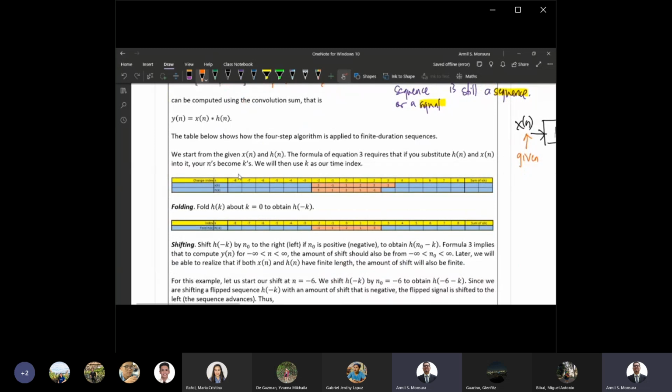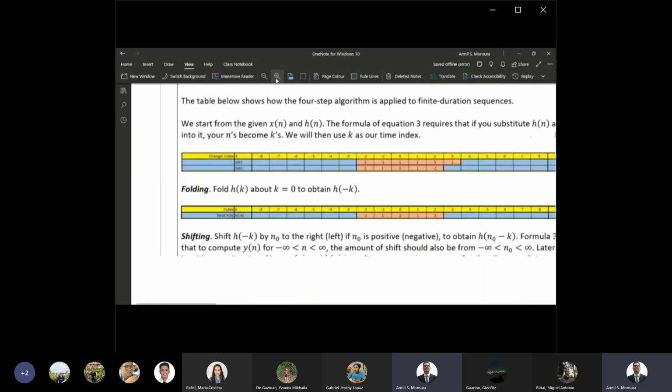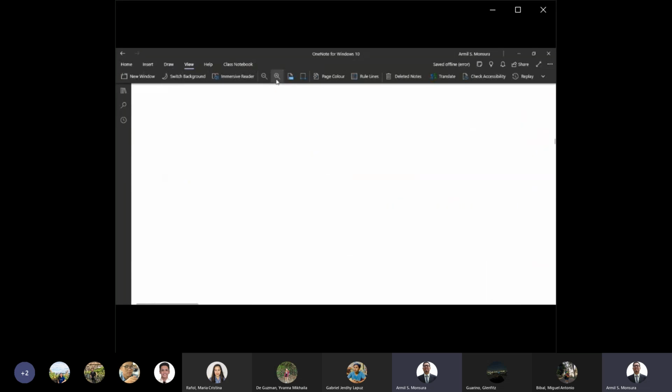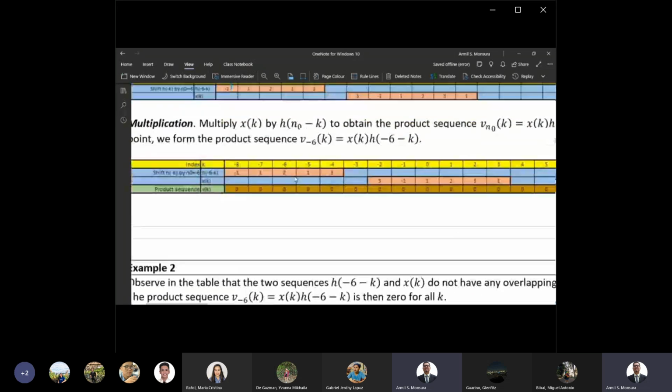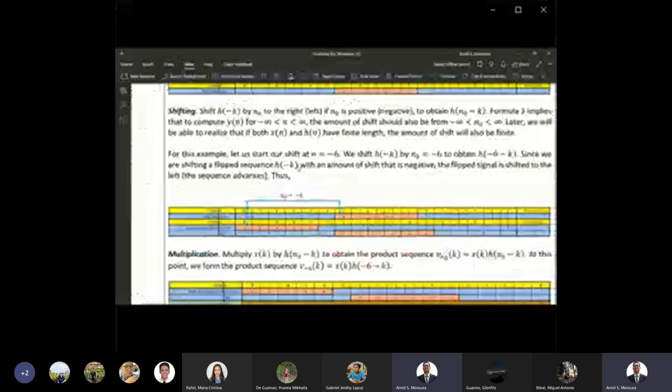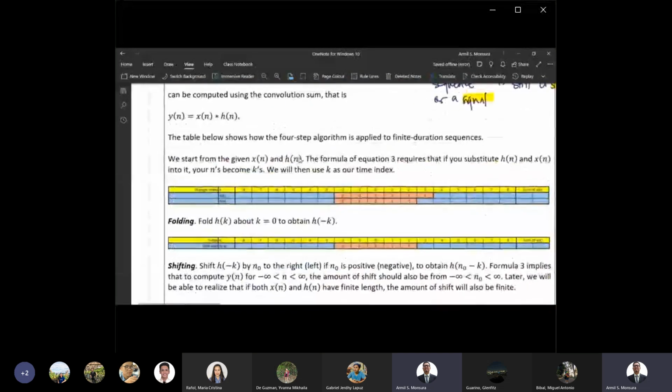We will apply the four-step algorithm. Again, that's folding, shifting, multiplication, and summation. Medyo maliit lang tong table natin, kaya hindi ako masyadong worried na maliit yung table natin, because alam ko may zoom naman.